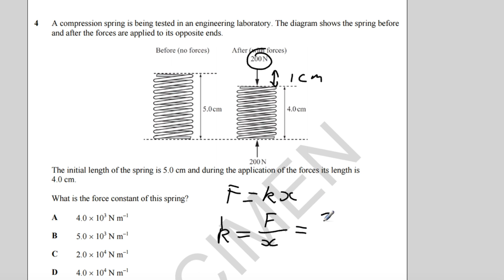So the force, 200 newtons, and we need to be careful here with converting the units, because we've got 1 centimetre, which is 0.01 metres. That gives us an answer of 20,000. 20,000 is, or this answer here, is the same as 20,000, so our answer there is answer C.